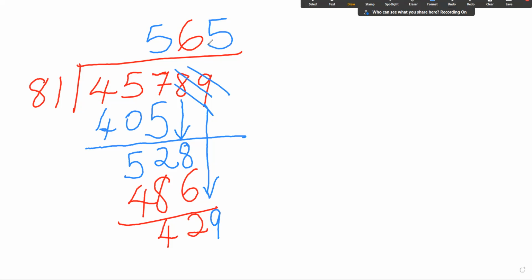You times it down. 5 times 1 is 5. 5 times 8 is 40. And then you subtract. So your remainder is 24. So that's your answer there.